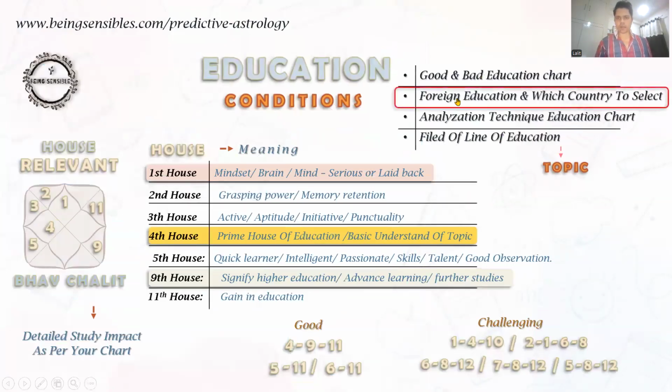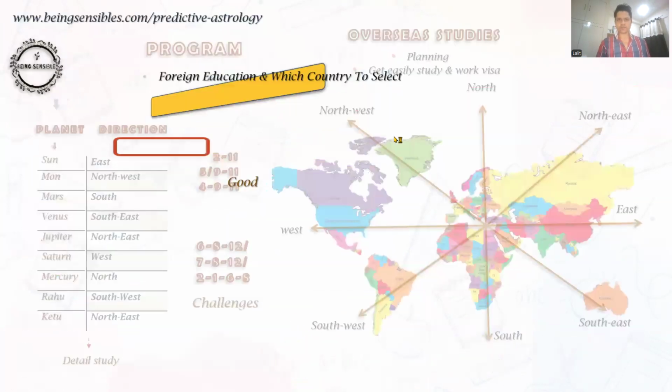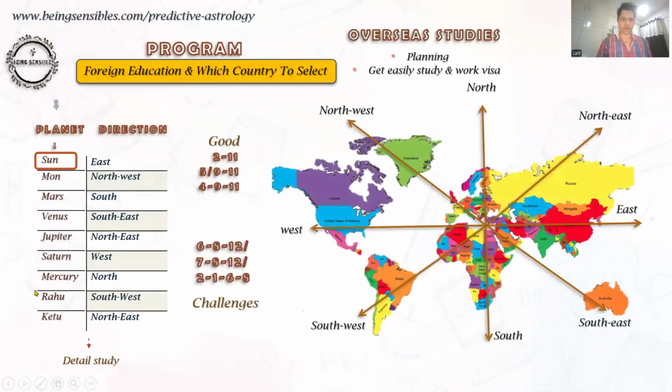Now the second part would be foreign education. For those planning higher education in any country, this education topic gives a better idea of which country to choose to get easily selected and get PR also. Every planet has a dedicated direction, and many people feel their kind of energy in that particular direction. The Sun governs the east part, and suppose the Sun carries a 211.